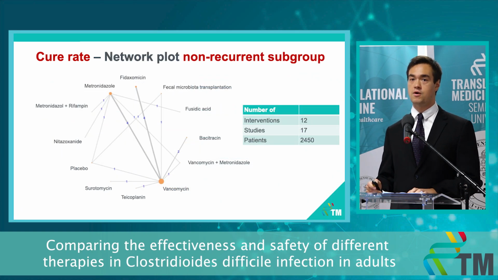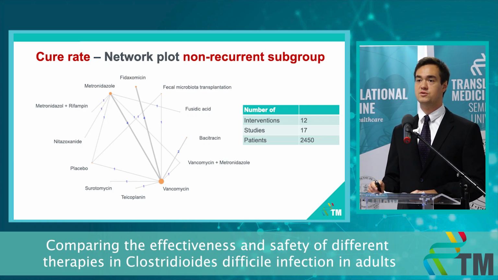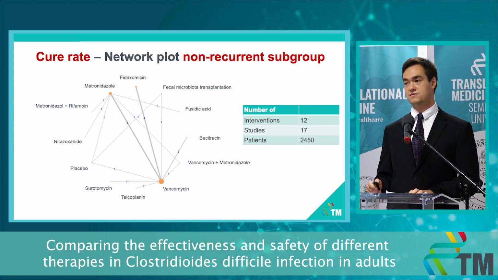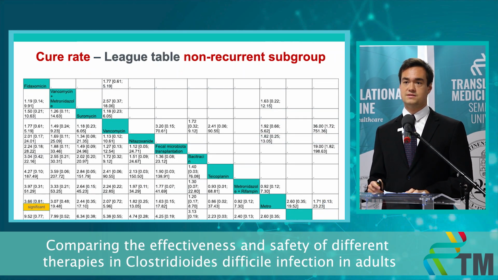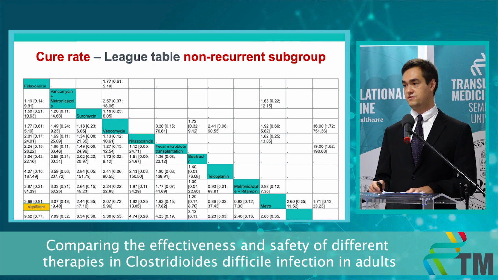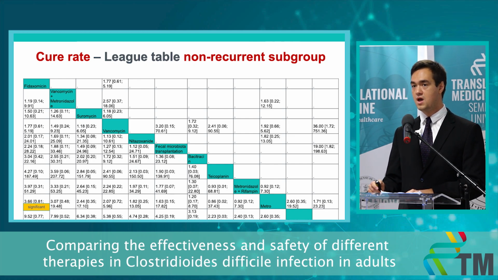Now let me introduce to you our other subgroup, the non-recurrent subgroup. For this analysis, we included only those studies which included patients who suffered from non-recurrent C. diff infection. For this analysis, we included 12 interventions from 17 studies, and more than 2,400 patients were included. In this league table, fidaxomicin became the first in the row, and we can say about this league table, most of the antibiotics and FMT are mathematically significantly better compared with placebo, but among the antibiotics and FMT, there is no mathematically significant difference.